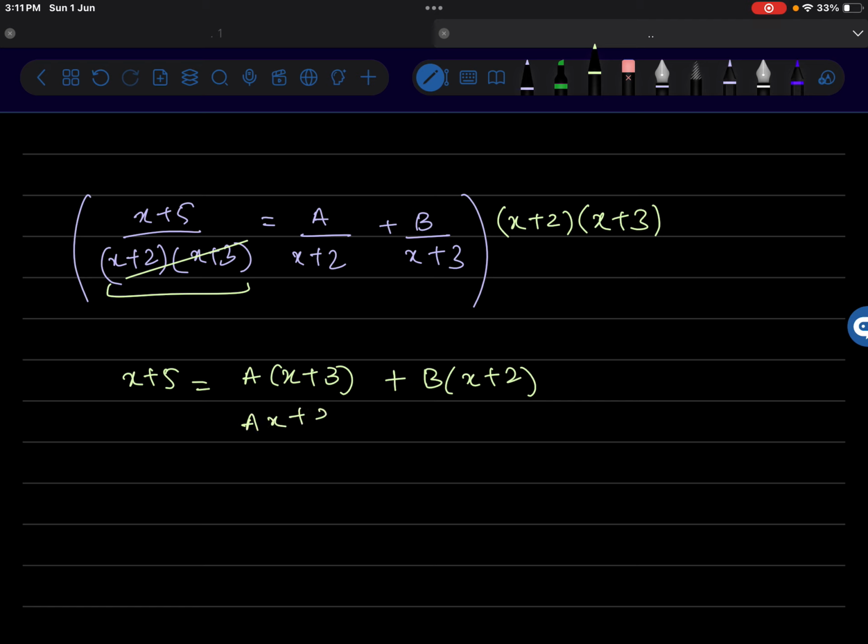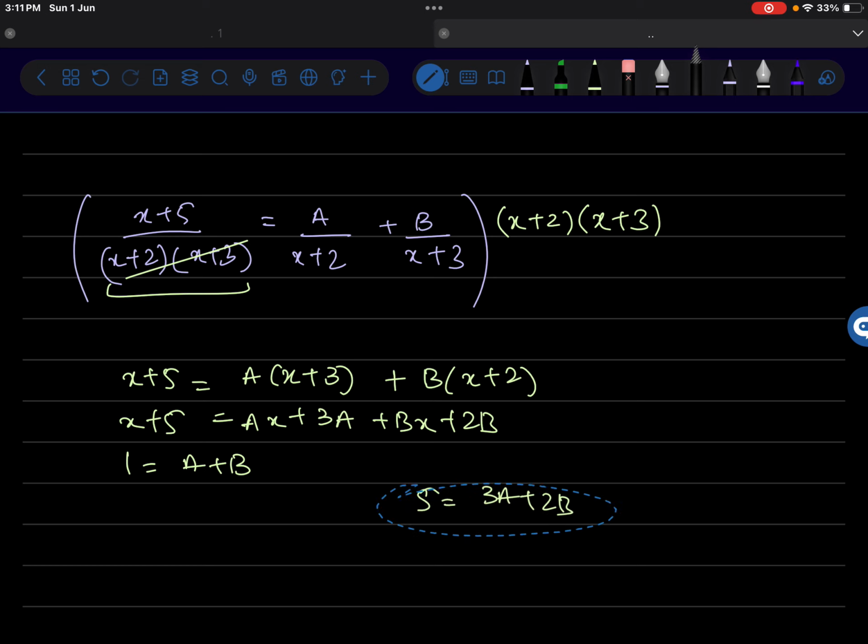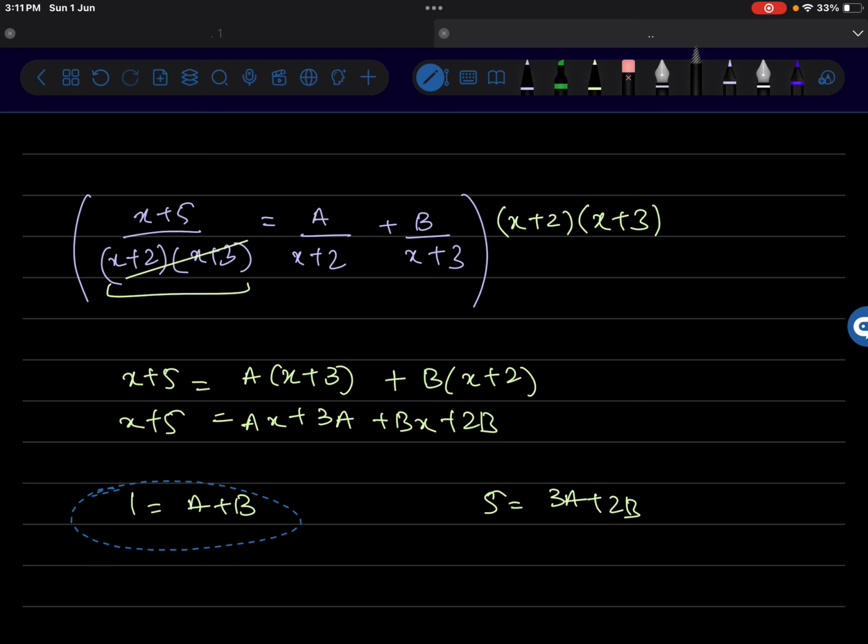So ax plus 3a plus bx plus 2b, right? And now I can add this x plus 5. Now I can compare the coefficients. So let's say the coefficient of x is 1, so I can say 1 is basically equal to a plus b, and 5 is equal to the constant, which is 3a plus 2b. Now I can just make a bit of space right here for me to work with.